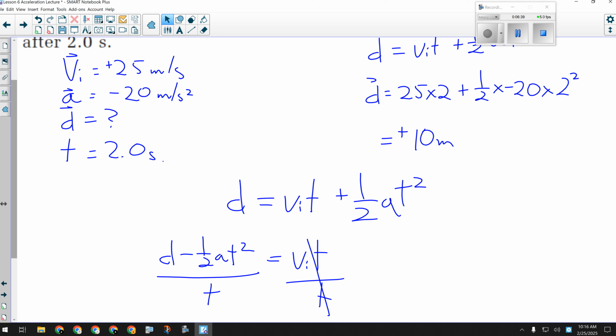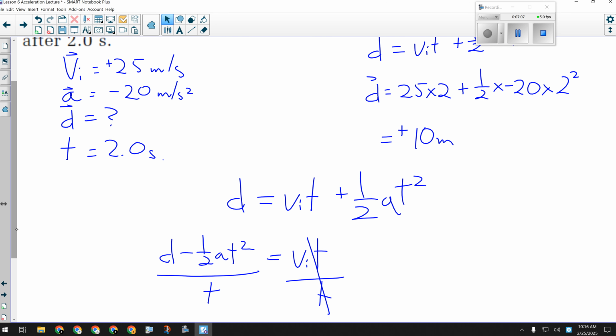Don't cancel the t's. In this situation, sometimes people will do that. They're like, oh, I got a t on the top and t on the bottom, they cancel. No, they don't. They don't cancel in this situation because there's an addition and subtraction operation. This is the top divided by the bottom, right? If this was all multiplication and division, then you could do that. But in this case, because there's addition and subtraction, you can't cancel. So that's going to solve for VI. That's one of the manipulations we might be asked to do.